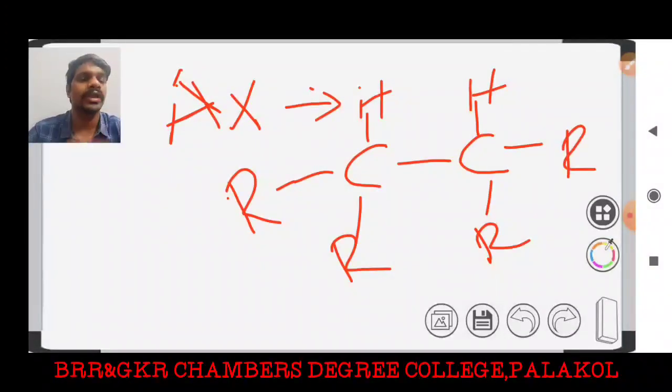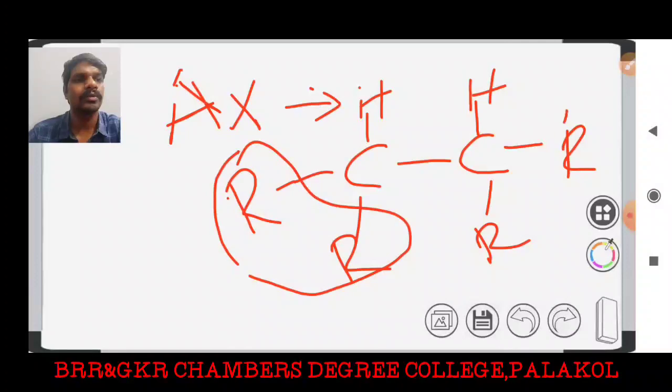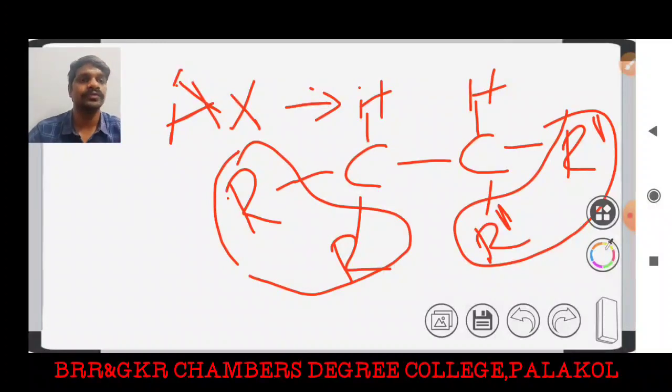Maybe here I write 4 alkyl groups or 4 different substitutions. These substitutions are completely different, here R dash or R dash, so these 2 hydrogens are in different environments. So what is the AX system?